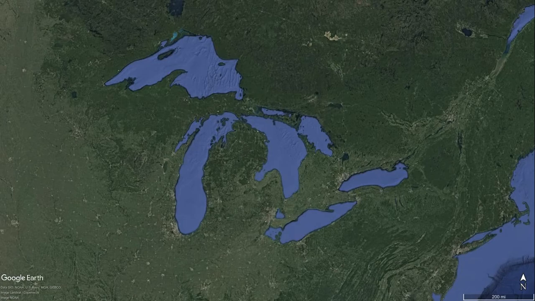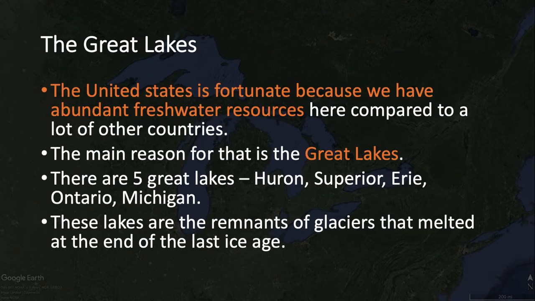Here's an interesting satellite image of an important freshwater resource in the United States and Canada. The United States is fortunate because we have abundant freshwater resources here compared to a lot of other countries. And the main reason for that is the Great Lakes. There are 5 Great Lakes: Huron, Superior, Erie, Ontario, and Michigan.